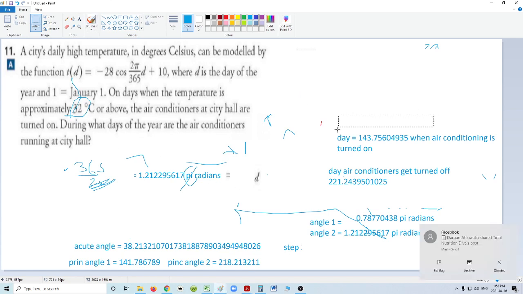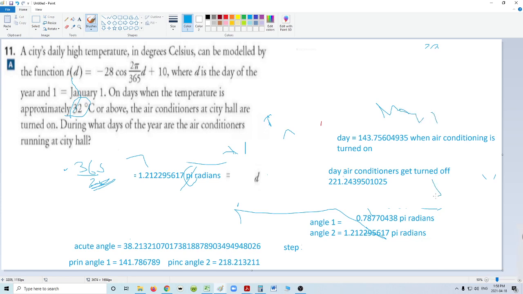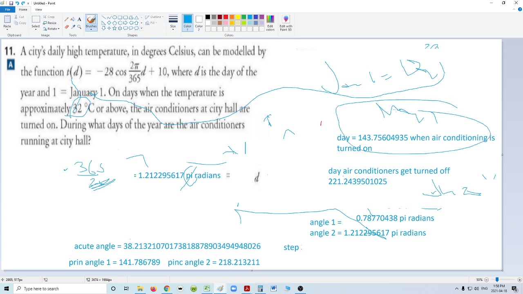Now the only concern is if your teacher wants you to convert those into like May 20th and July 27th, and then you'll have to do some little calculations knowing that January 1st is equal to day 1, as said right here. But generally, this is good enough.